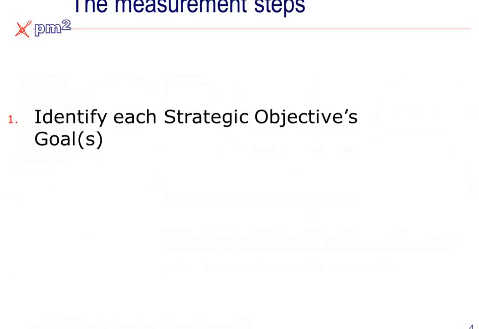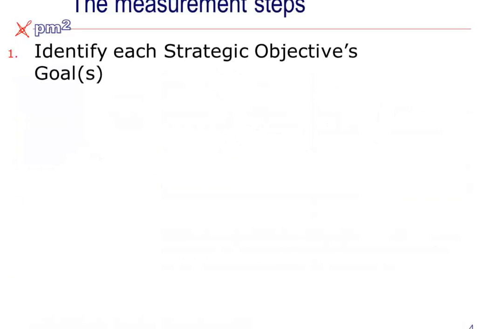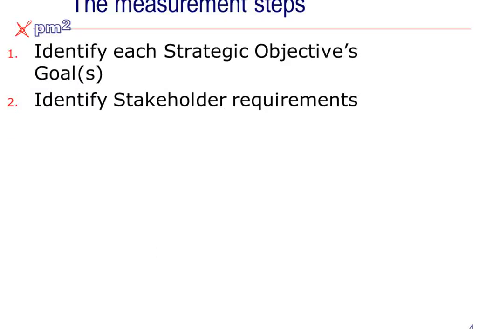The overall schedule is this. We're going to identify the strategic objectives goals, then identify what each stakeholder needs within those goals, because the stakeholders' needs are different, whether it's an internal or external customer, senior management, and so forth.